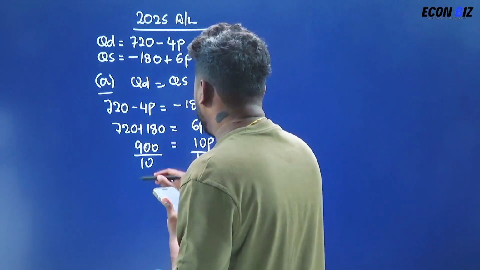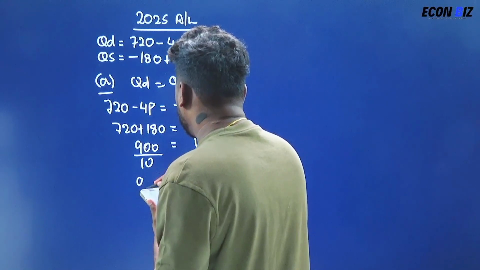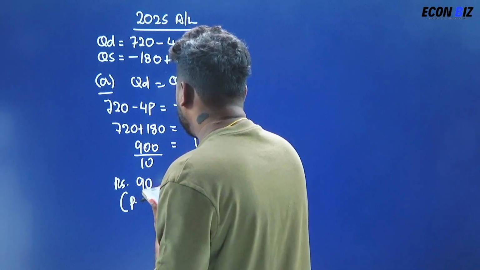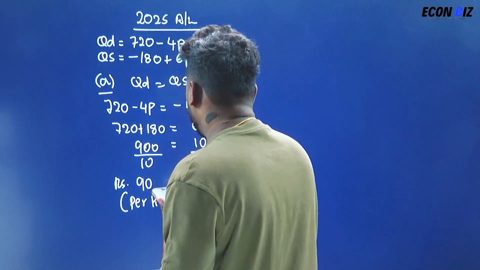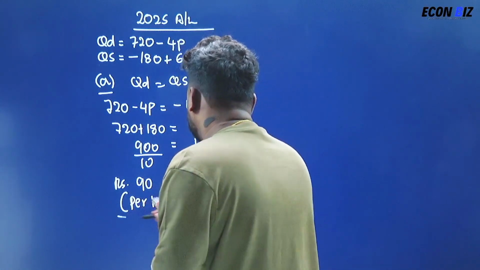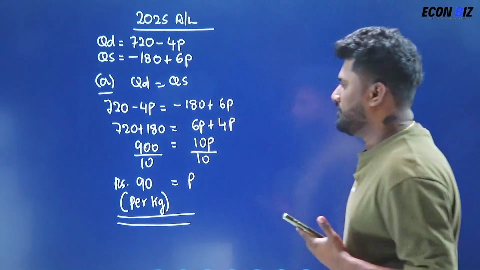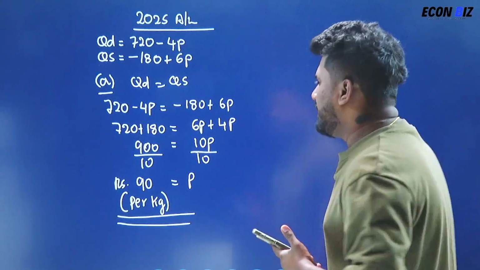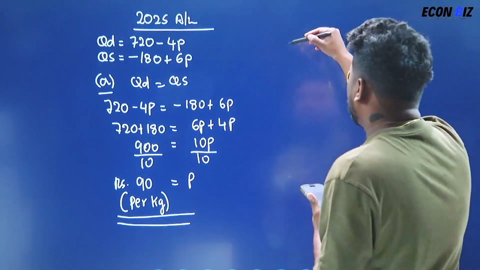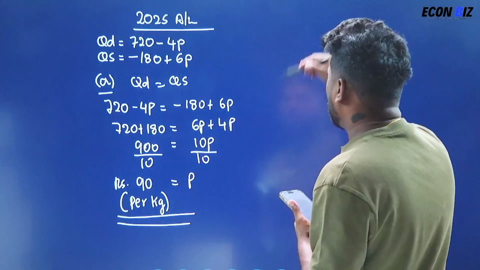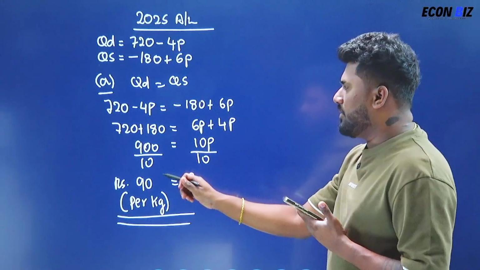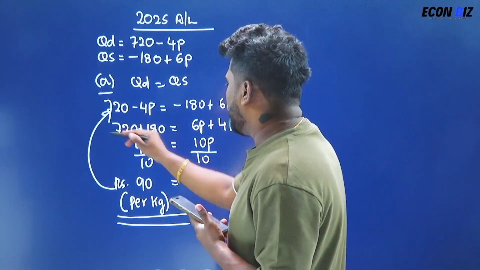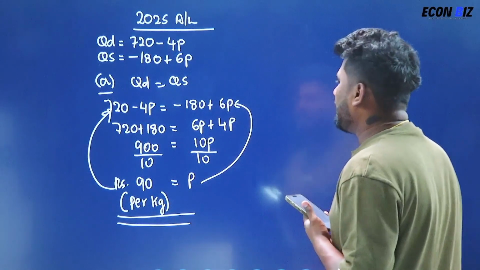So your equilibrium price is 90 rupees, but the thing you have to understand is what? This is coming per kilogram. Then let's find out the equilibrium quantity. In order to find out the equilibrium quantity, you have to apply this equilibrium price to your demand equation or to your supply equation.